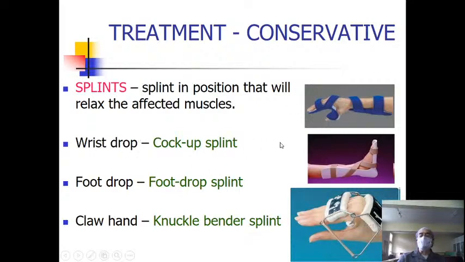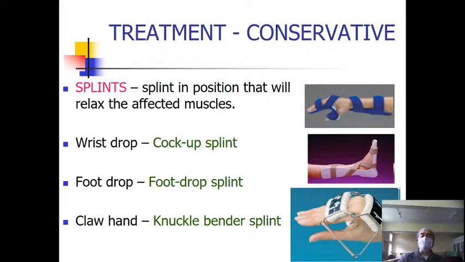In a wrist drop, we will give what is known as a cock-up splint. It prevents the wrist from hanging down. It keeps the wrist in neutral position and even the fingers. Usually a cock-up splint comes in static and dynamic mode. In dynamic mode, because flexion is present in wrist drop and only the extension is lost, there will be elastic bands attached. Once you flex your fingers, the elastic bands will make it extend. So once you go on flexing, they go on doing extension for you. So that is a dynamic cock-up splint.